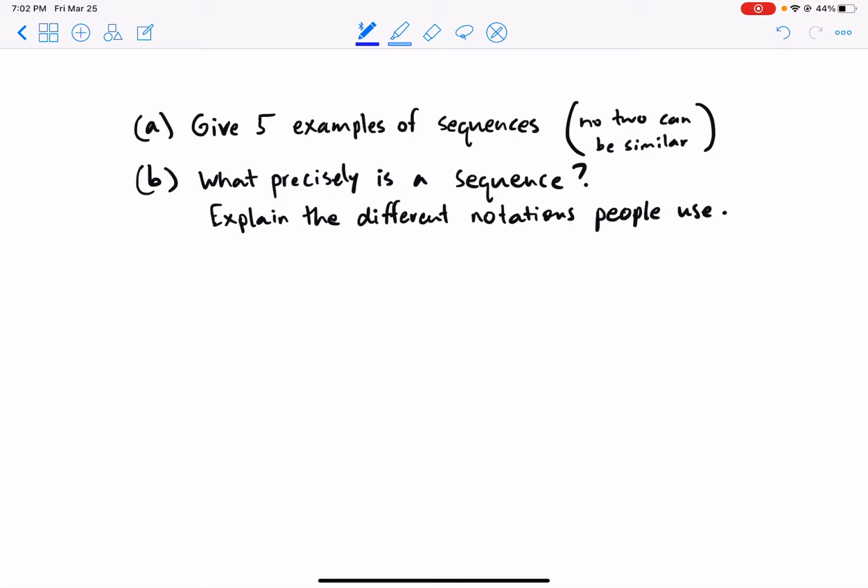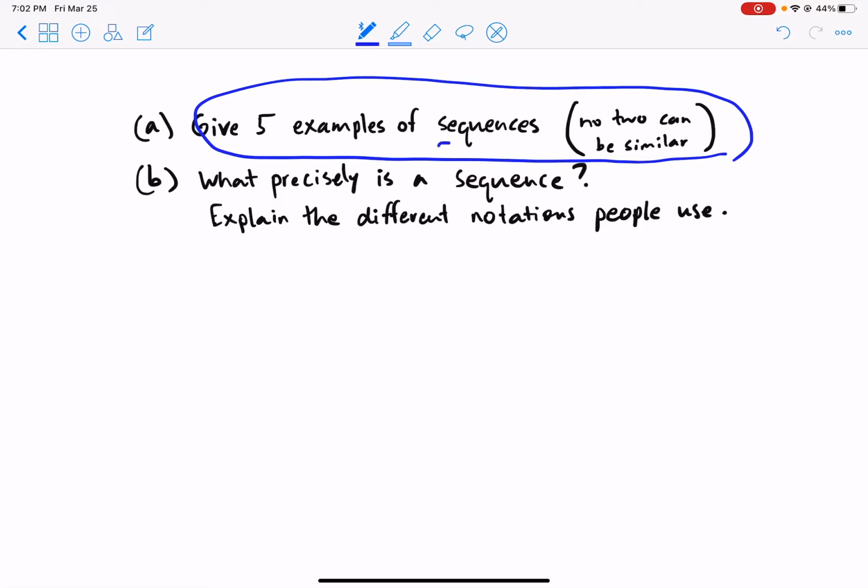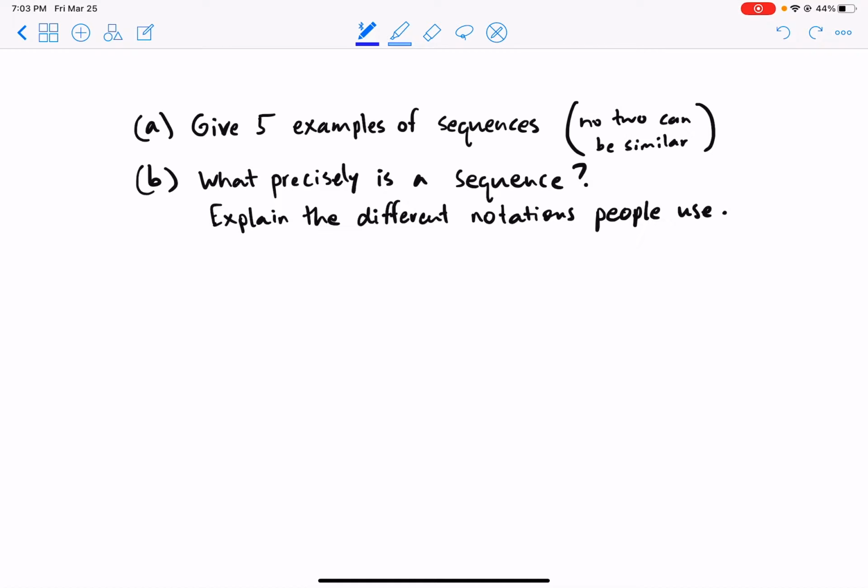Okay, hi everybody. So, give 5 examples of sequences. And no two can be similar, whatever that means. Okay, so part A.